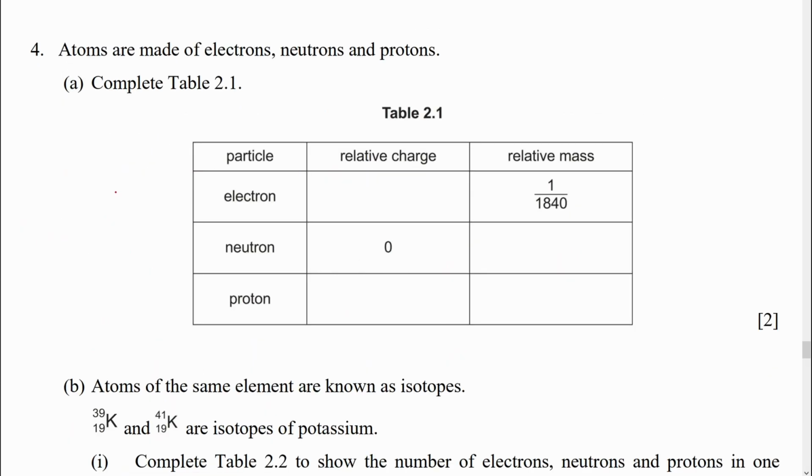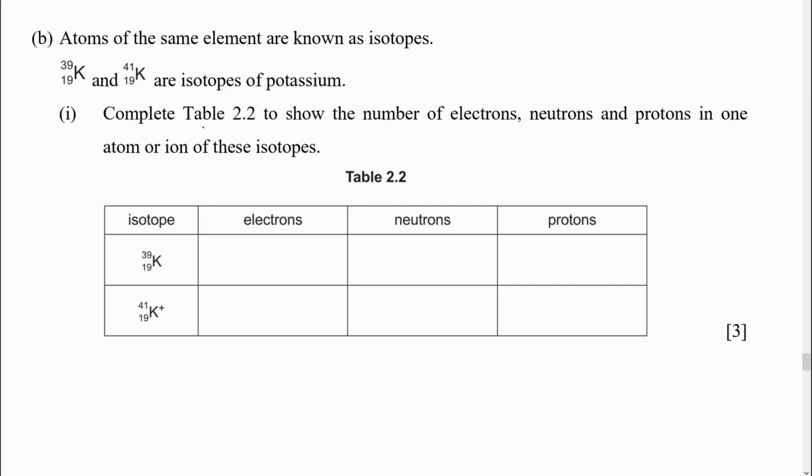Question 4. Atoms are made of electrons, neutrons, and protons. Part A. Complete table 2.1. So we just need to complete this table. What is the relative charge of electron? The relative charge of electron is -1, right? Because electron is negative and proton is positive. So positive 1. And what is the mass for neutron? The mass for neutron is 1 and proton is also 1.